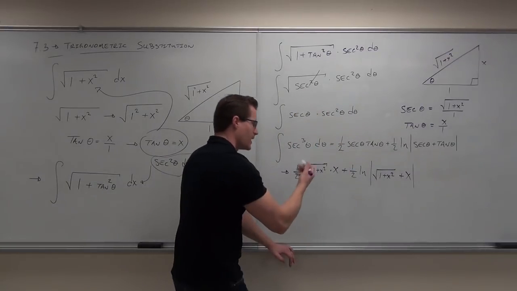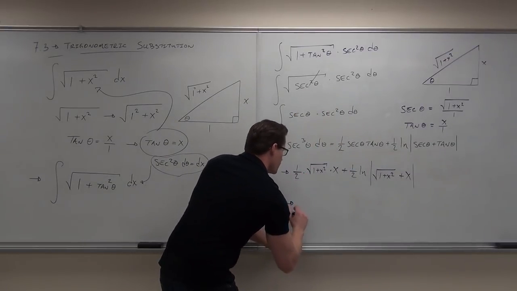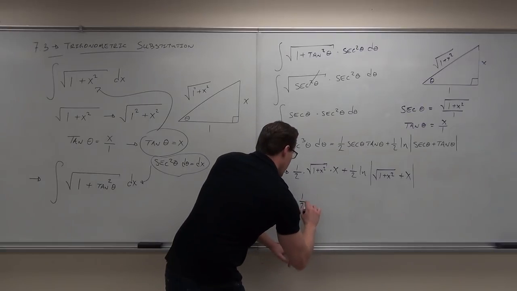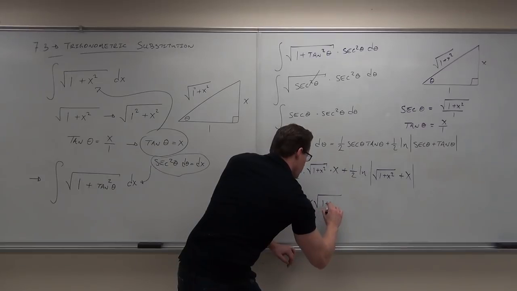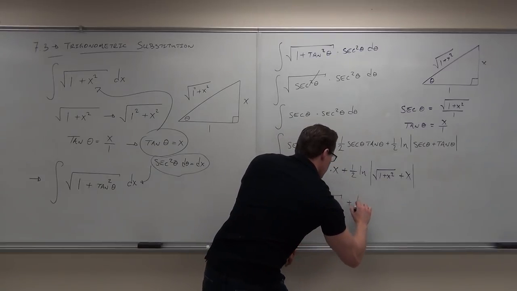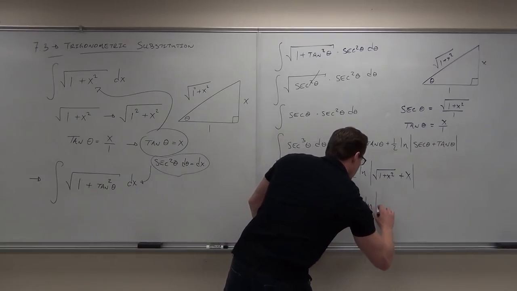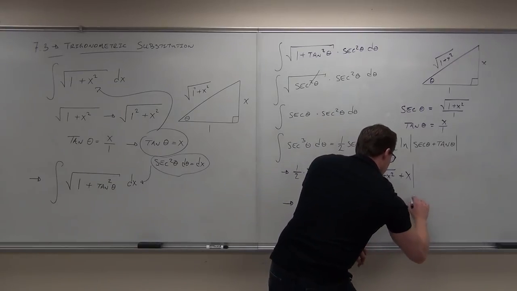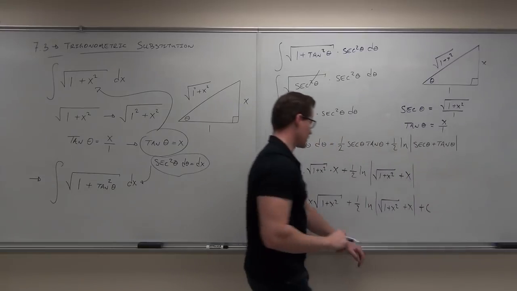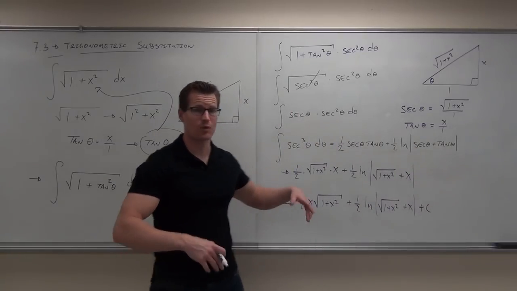Probably clean it up a little bit. I would at least do 1/2 x. You could factor out a 1/2 if you wanted to. Oh, you did: 1/2 x times the square root of 1 plus x squared, and then plus 1/2 ln absolute value of the square root of 1 plus x squared plus x, plus C. Oh my goodness, let's check. Is it in terms of x like we wanted it?